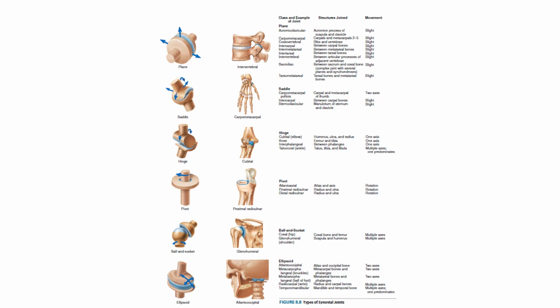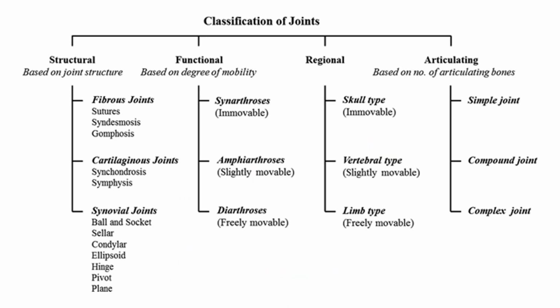So take note, these are all the types of synovial joints along with their examples. And here is a summary of all the classifications of the joints. The only gomphoses in the human body are the joints between the teeth and the sockets, or the alveoli, of the mandible and the maxillae.